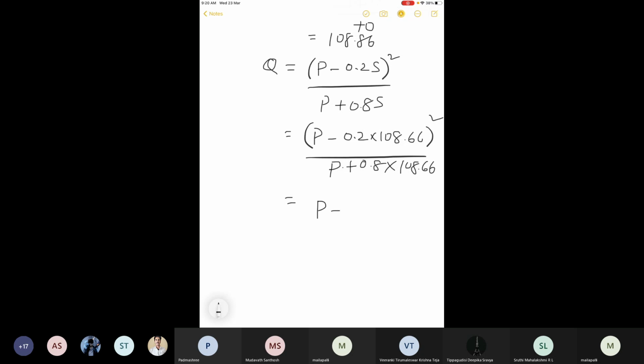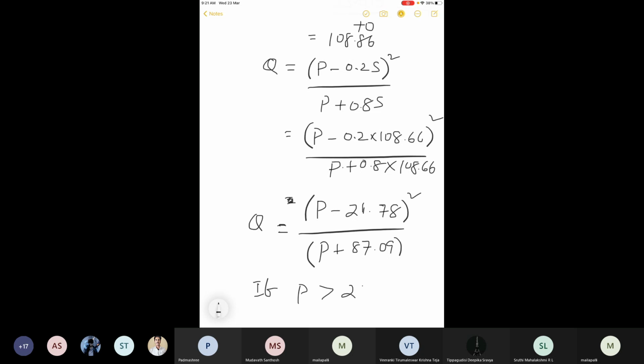That is (P − 21.78)² divided by (P + 87.09). Okay, so this is the Q value you get, right? So this equation will tell you that when the P value is greater than 21.78 mm, only then will you get the direct runoff.